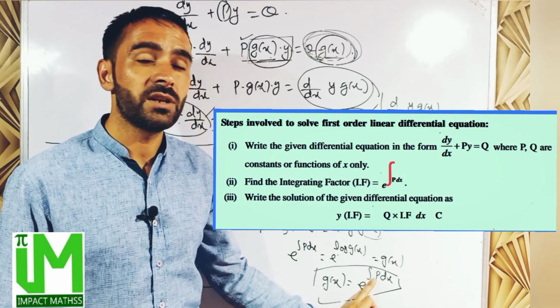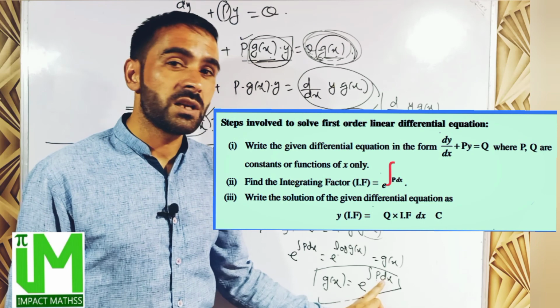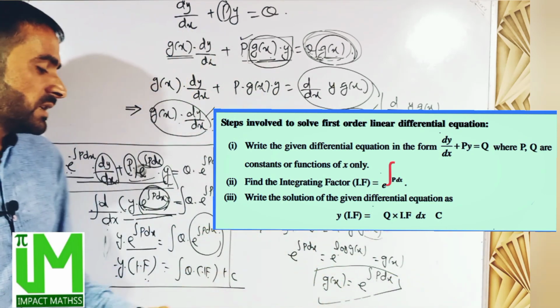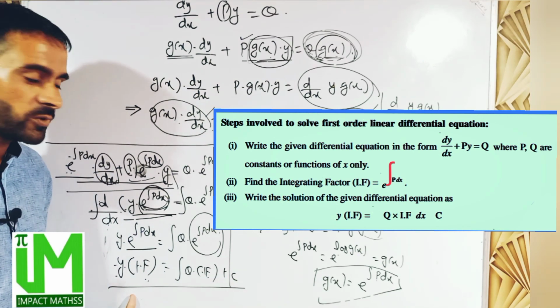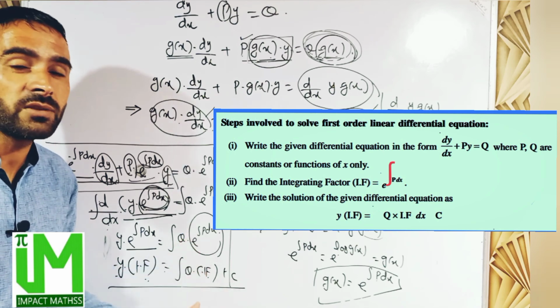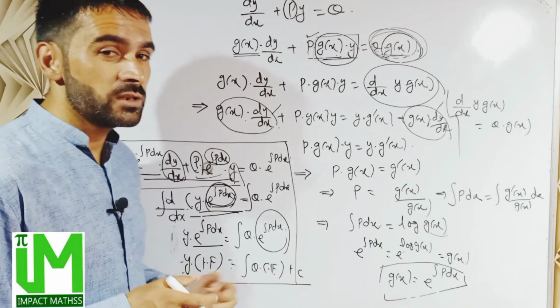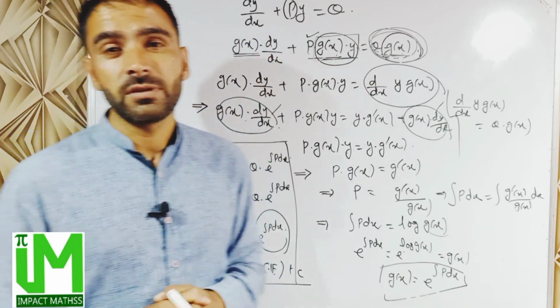that will be e to the power integration of p dx। so this is e to the power integration of p dx। यहाँ से आपने इंटीग्रेटिंग फैक्टर निकाला। then जनरल सोल्यूशन के लिए आपको डायरेक्टली ये लिखना होगा, the general solution is y into integrating factor is equal to integration of q into integrating factor plus c. So y into integrating factor is equal to q into integrating factor plus c. This will give us a general solution.